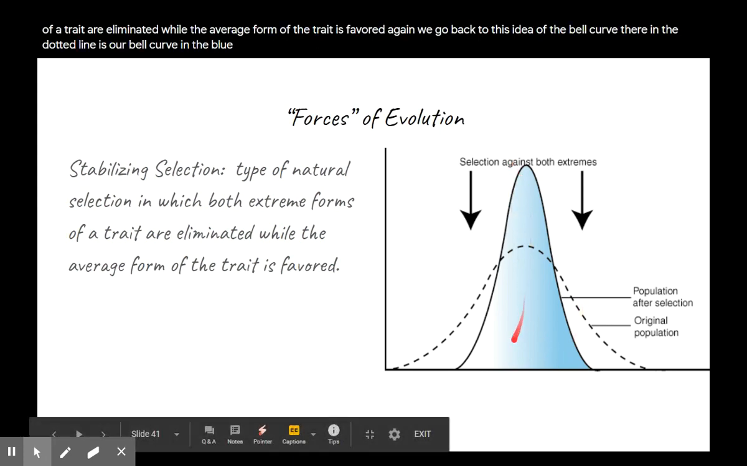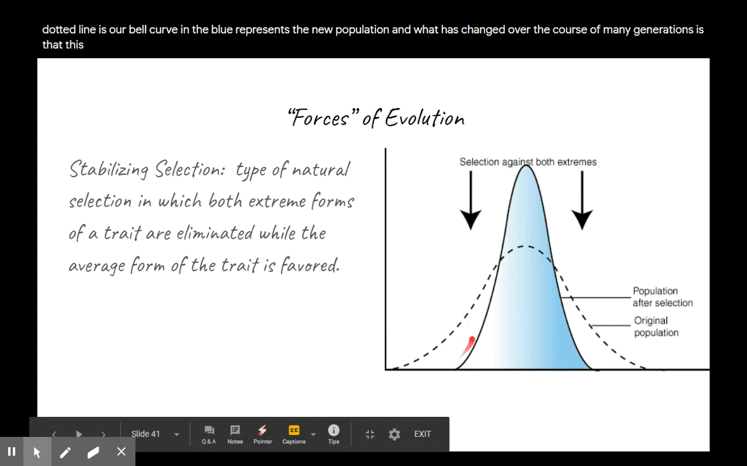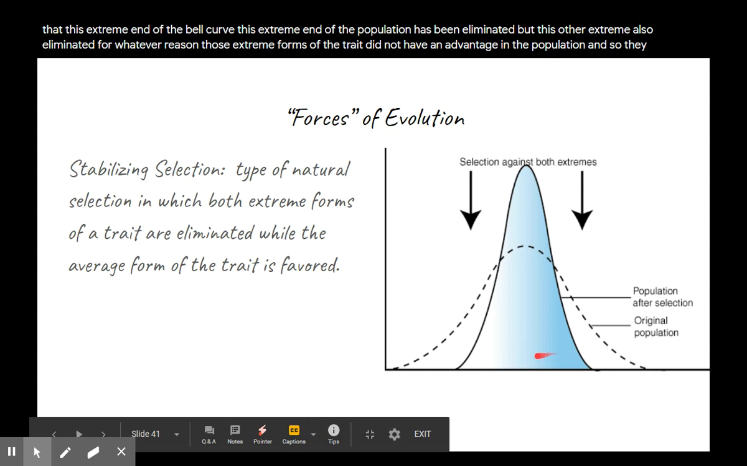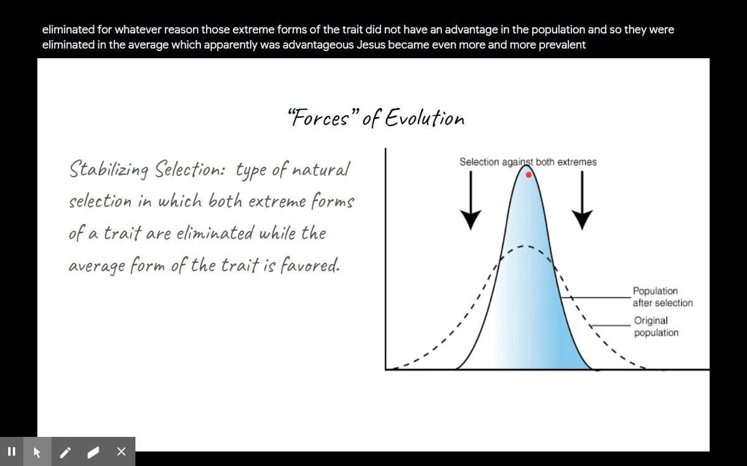The blue represents the new population, and what has changed over the course of many generations is that this extreme end of the population has been eliminated, but this other extreme also. For whatever reason, those extreme forms of the trait did not have an advantage in the population, and so they were eliminated, and the average, which apparently was advantageous, became even more and more prevalent.